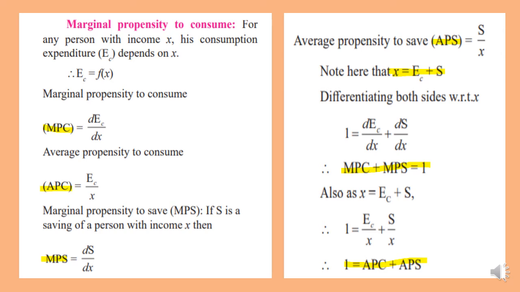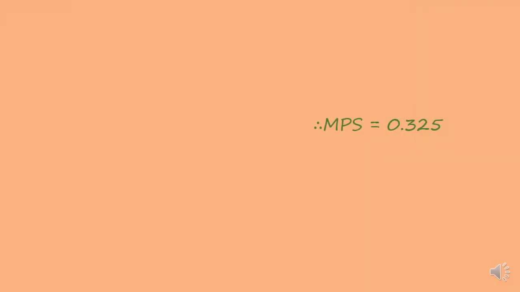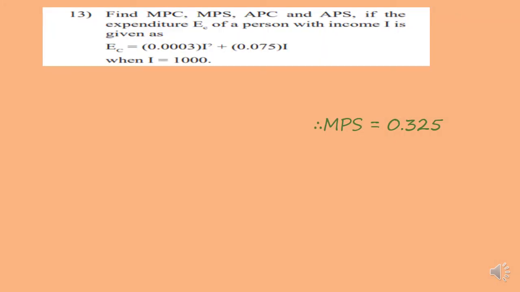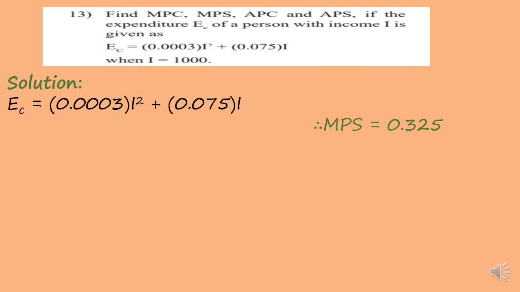So thus we have defined 4 formulae which we are going to use in the sums to follow. That is MPC, MPS, APC, APS, and this brings us to the 13th sum. The question is find MPC, MPS, APC and APS, if the expenditure EC of a person with income I is given as EC is equal to 0.0003 I square plus 0.075 I when income is 1000. So this is the function given to us. We are supposed to differentiate it and see what we are getting from this.